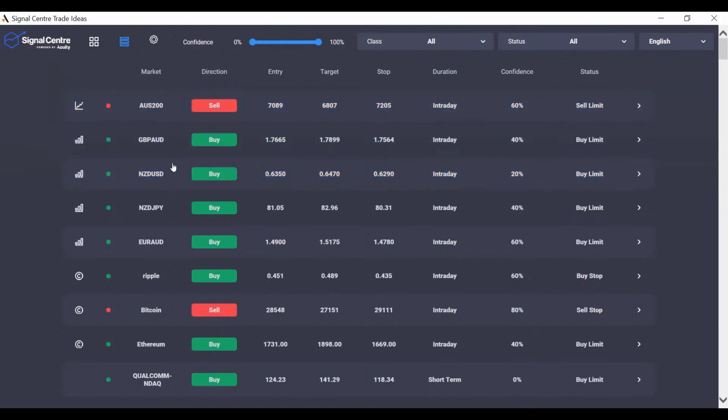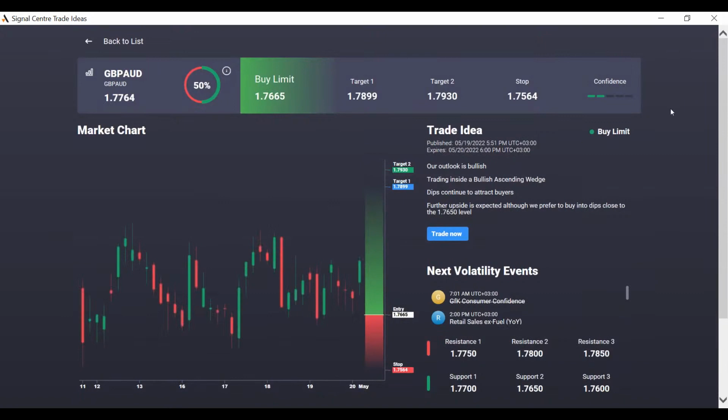Okay, so I'd like to dive deeper into this trade idea. Let's say look at this pair right here. From here it'd be much clearer, right? You see things like the current price, where the trade idea was issued, the buy limit, entry price, the target, stop, and confidence. So basically these are the information that we can see from outside.